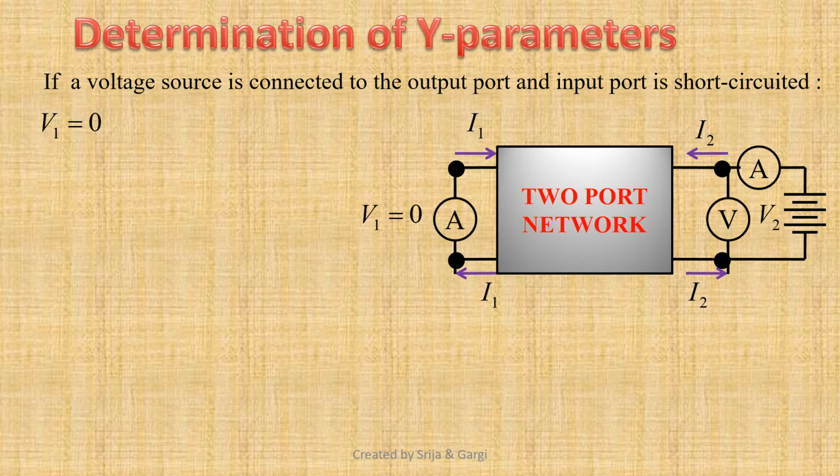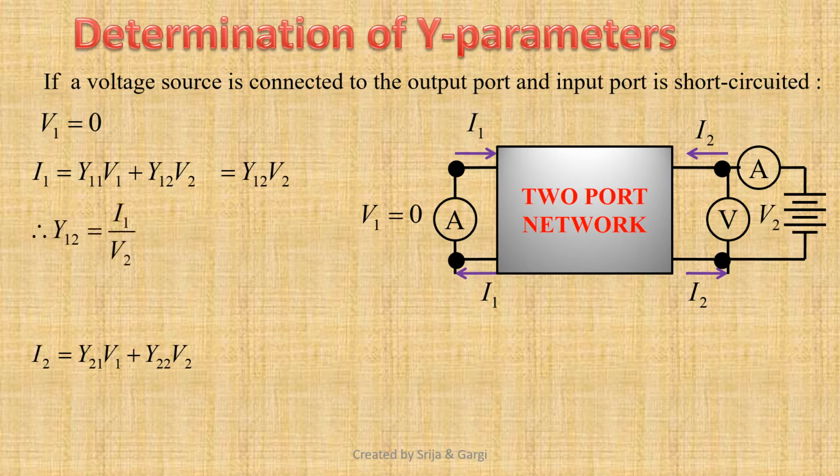The linear equations used to describe a two-port network using Y parameters are I1 equals Y11 V1 plus Y12 V2 and I2 equals Y21 V1 plus Y22 V2. When V1 equals 0, the first equation reduces to I1 equals Y12 V2. Therefore, Y12 equals I1 by V2. It is termed as reverse transfer admittance.